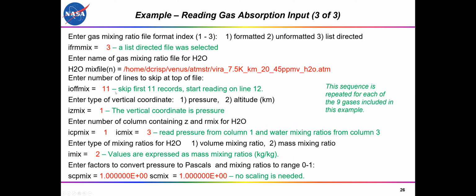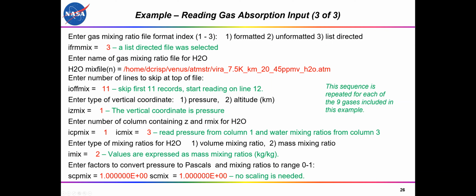The code doesn't care. In this case, I'm going to skip the first 11 records. I'm going to read pressure as my vertical coordinate. You could have altitude as your vertical coordinate if you want. It'll work either way. You can have mixing ratios. So the pressure is in column 1, the mixing ratios are in column 3. The type of mixing ratio, in this particular case, I have volume mixing ratios. I could have mass mixing ratios instead. And then you can convert your vertical profile if it's in pascals. You can use a multiplicative scalar. The same thing if it turns out to be altitude, you can have a multiplicative scalar. The same thing for your gas mixing ratios.